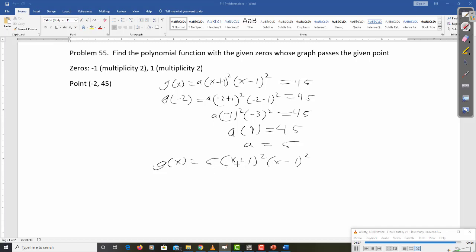Again, they're probably going to ask you to multiply it out, so x plus 1 times x minus 1 is x squared minus 1. And I guess I have 2 of those, but I'll write them side by side. So that's x to the 4th minus 2x squared plus 1. So that's 5x to the 4th minus 10x squared plus 5.